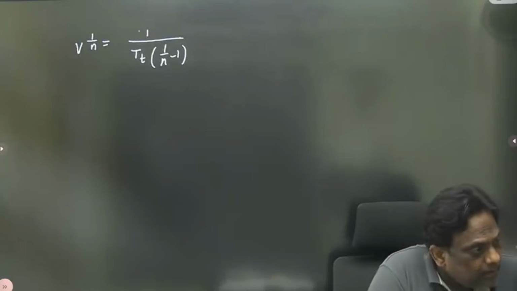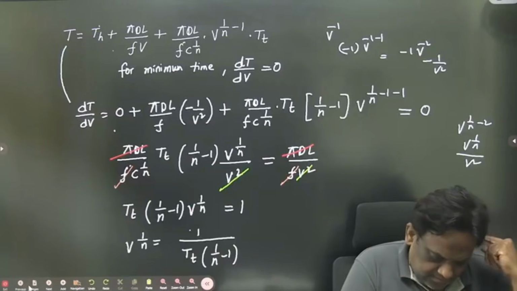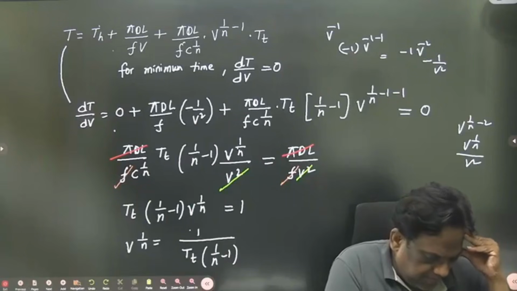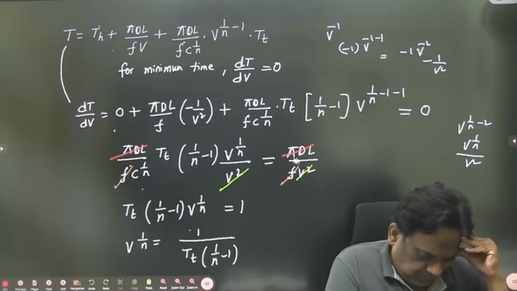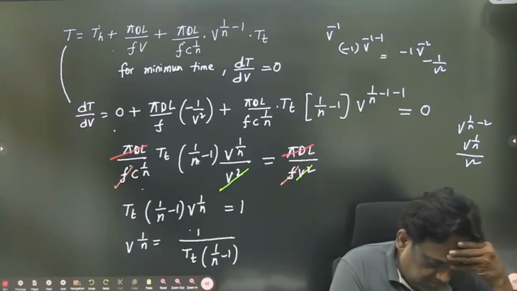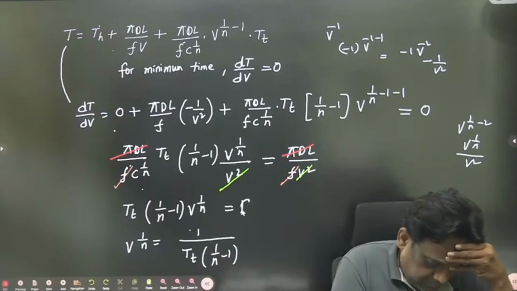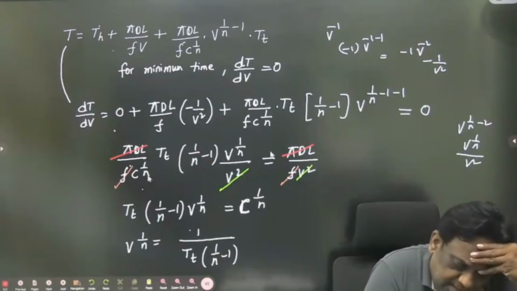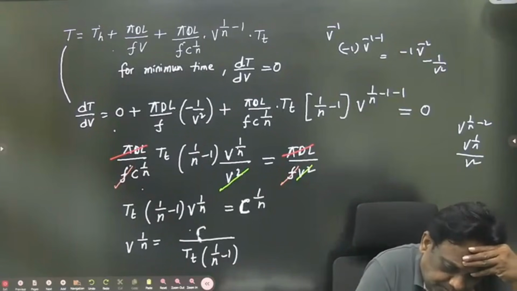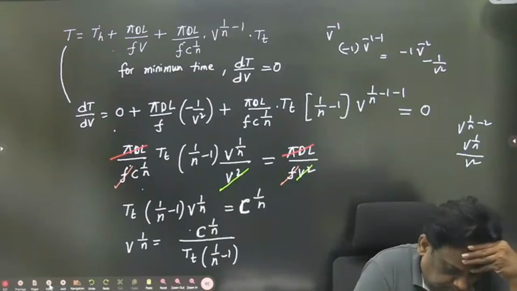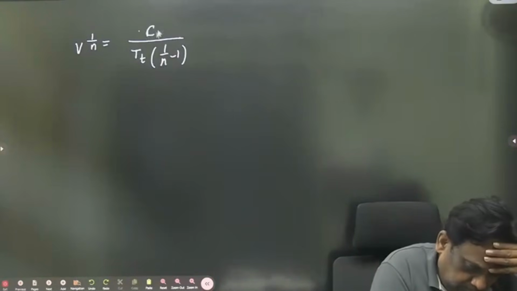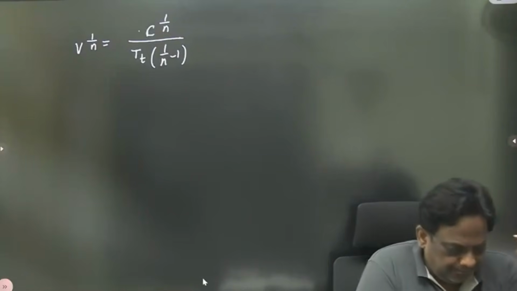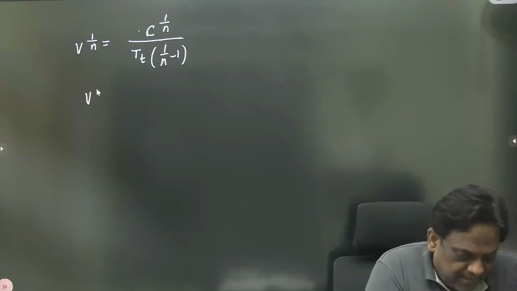देखो, कहीं पे गलत किया सर, कुछ मिस हुआ। ये कौन लेना रे? C power 1 by n, C is missing. अब सही है। This I am taking it to this side, this I am taking it to this side. Now it is correct. Now raise both sides with power n. If I raise with power n, it will be n.